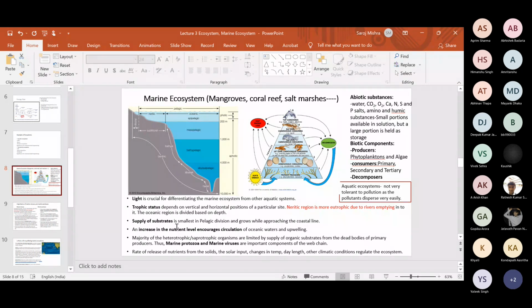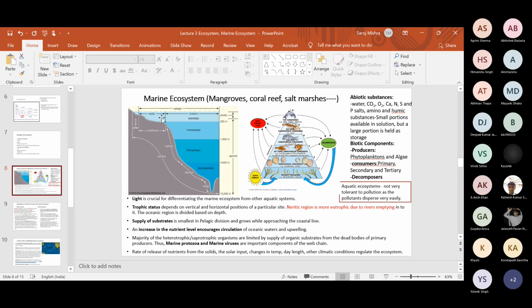The supply of substrates is smallest in the pelagic division. As I mentioned earlier, the supply of substrate nutrients is very low in this particular region, but it grows as you approach the coastal line. So the nutrients become more abundant here on the continental shelf. And the nutrient levels, which are constantly regulated here, are also responsible for the circulation of the oceanic waters.